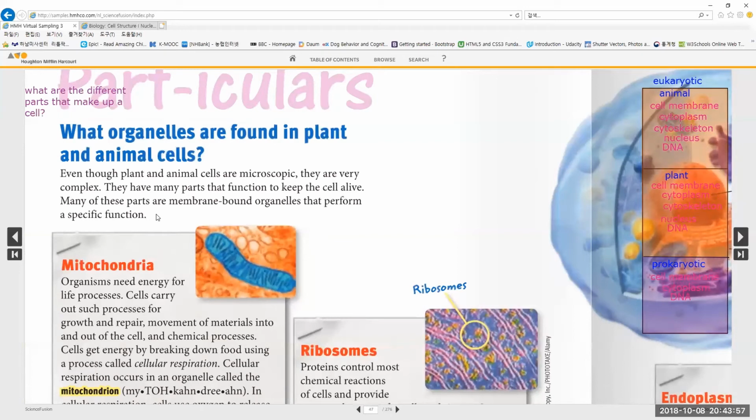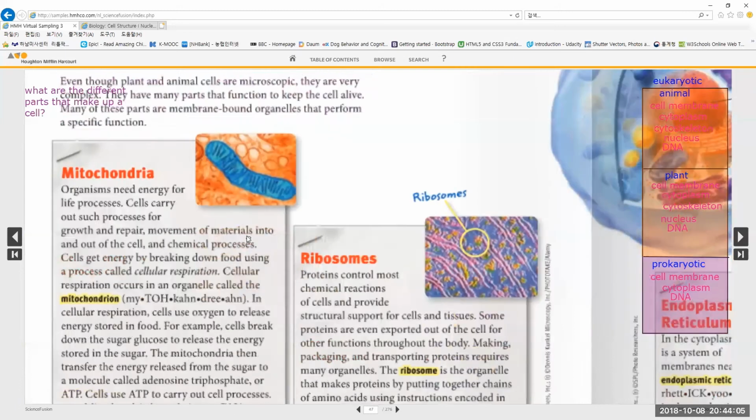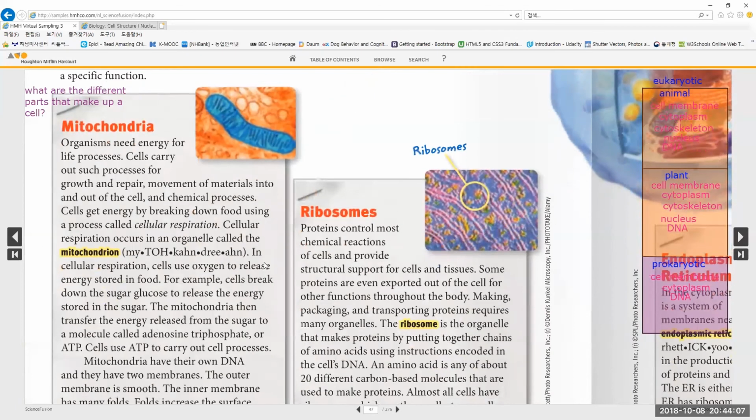Mitochondria. Organisms need energy for life processes. Cells carry out such processes for growth and repair, movement of materials into and out of the cell, and chemical processes. Cells get energy by breaking down food using a process called cellular respiration. Cellular respiration occurs in an organelle called the mitochondrion.